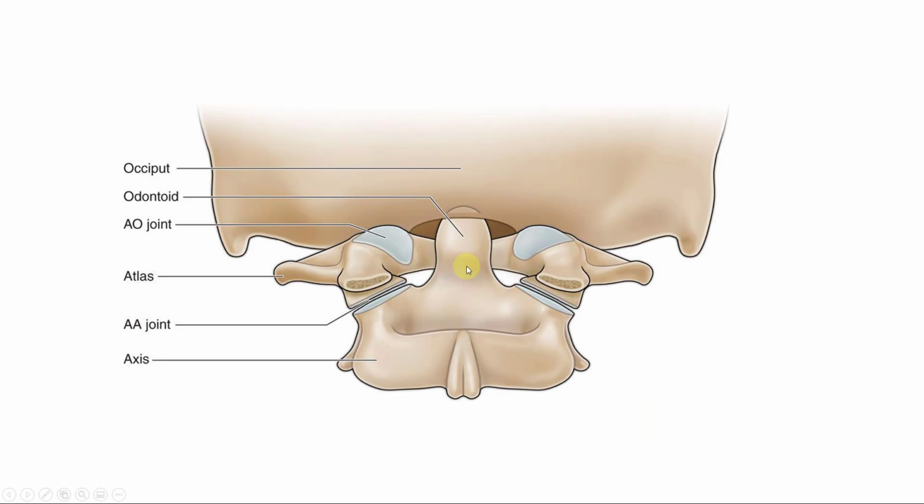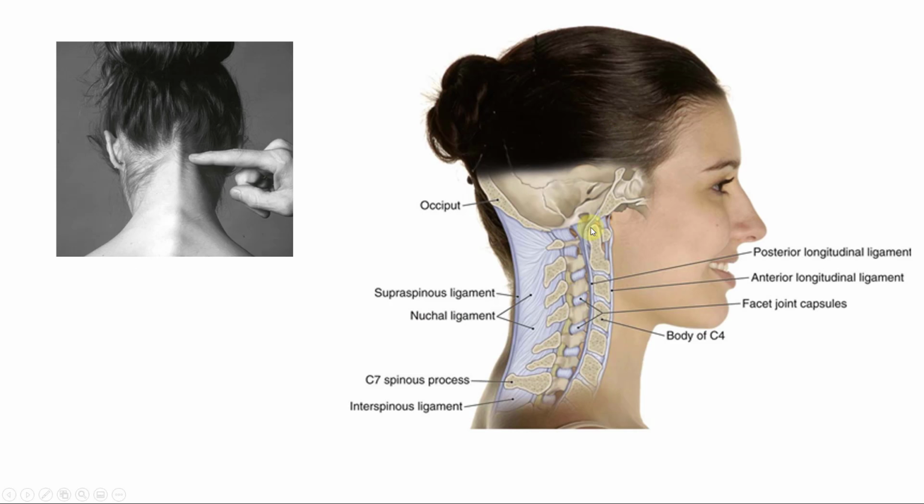So here's a posterior view looking at the C0, C1, C2, and you can see that C2 comes all the way up through C1 and helps stabilize the base of the skull. When you look at the lateral view here, here's your spinous processes, base of your skull. You can see how far that penetrates up. Here's C2, and it goes all the way through C1 into the base of the skull. And then you have your spinous process, and it is pretty prominent.